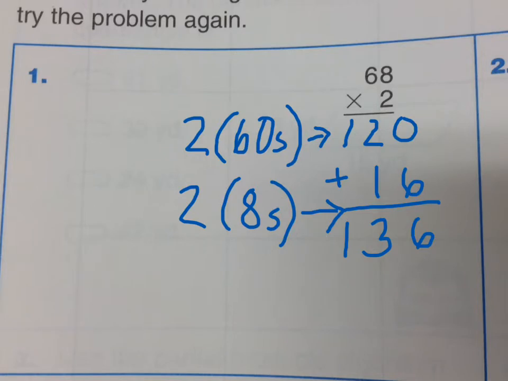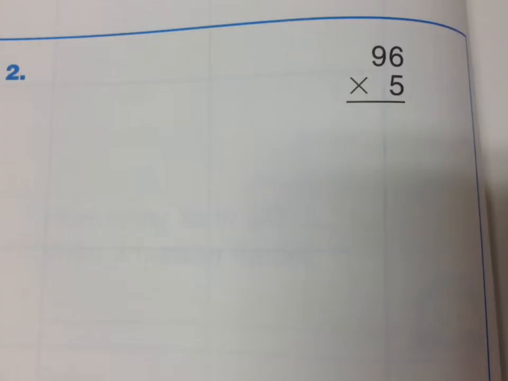Now, once you get good at this, you can eliminate this step. In the beginning, definitely do this so you can see your thinking and where the numbers come from. But once you're doing this in your head, you don't have to write it out. So this is what that would look like.